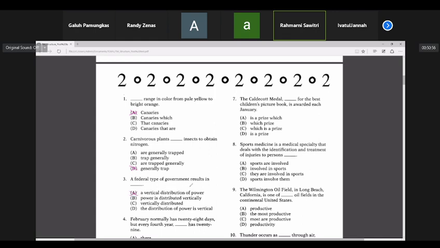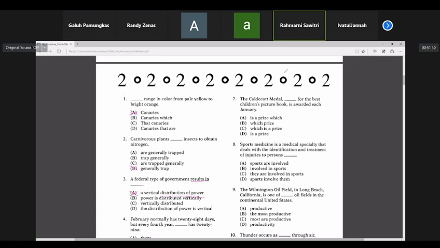A federal type of government results in. The subject is a federal type of government, and here we have the verb results in. Well, it is a preposition. Then it can be followed by a noun or a noun phrase. If we have a noun phrase, that means the main word in that phrase is a noun. Here we have a vertical distribution of power. Yes, that's correct. Here we have distribution of power as a noun phrase, and here we have the adjective vertical. Okay, so that was number 3.